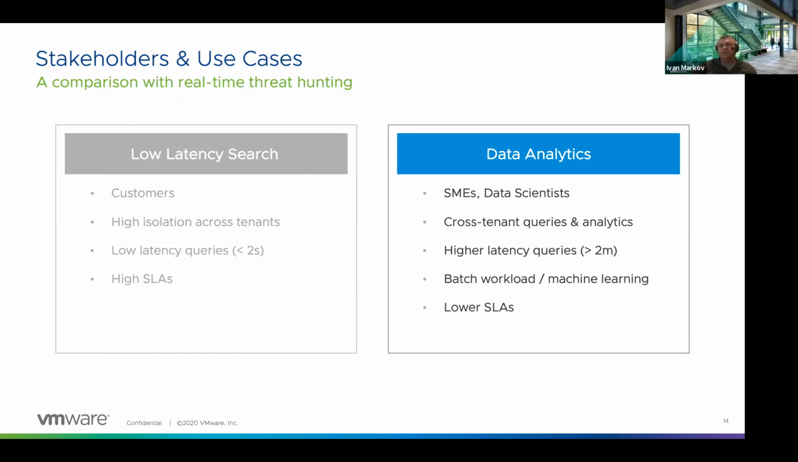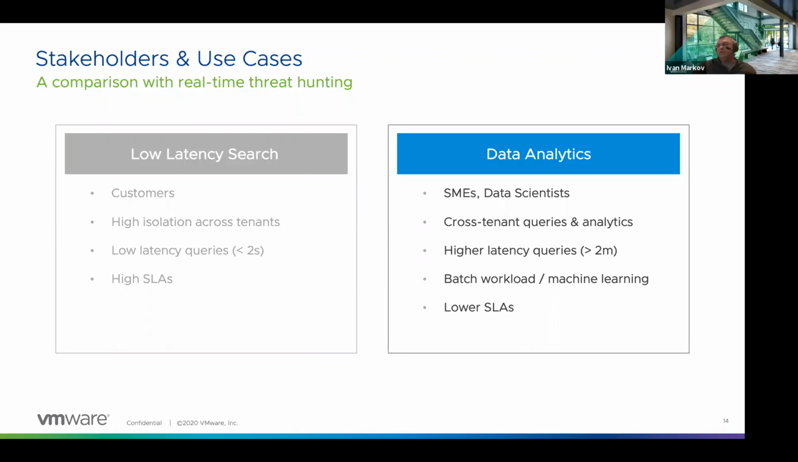And the major difference is really that we have a different set of personas, or stakeholders, if you wish, between the low latency search and the data analytics. For low latency search, the main persona are the customers. This is really visible in the user interface of the Carbon Black Cloud solution, and it's used by the customers.